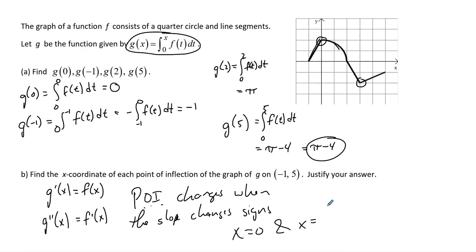Okay, this is 3, x equals 3, not 4. I paused for a minute to check my work, and man, I'm going crazy. Okay, so there we go. Points of inflection occur when the slope changes signs. In order to figure that out, we just look at the graph. Where does the graph change slope? At 0 and at 3, and that's all that I needed.